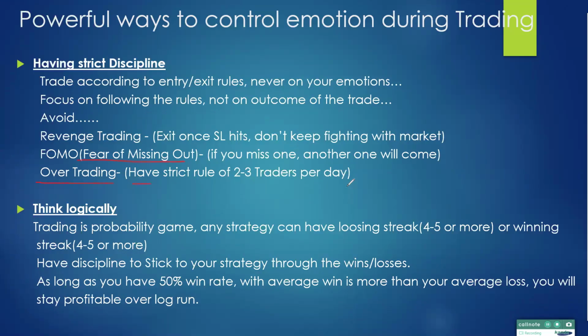Don't overtrade. Have a strict rule of 2 to 3 trades per day. Wait for good patterns and trade those patterns. Think logically. Trading is a probability game. Any strategy can have a losing streak or a winning streak. Suddenly, 4 or 5 trades can go wrong with any strategy.